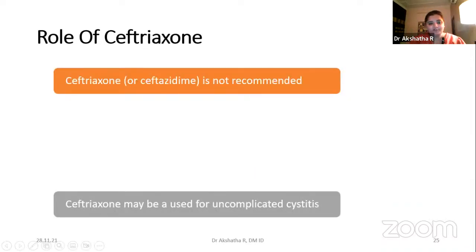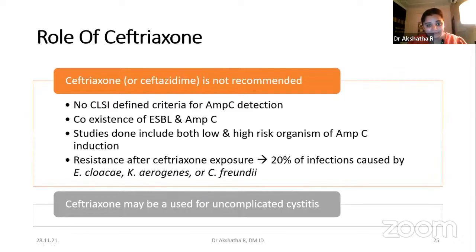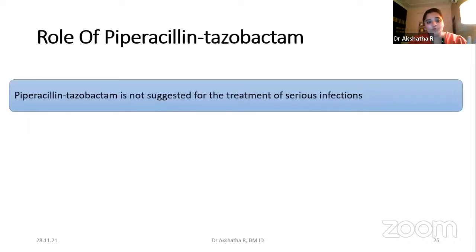What is the role of ceftriaxone? Ceftriaxone or ceftazidime is not recommended for such AmpC inducers because, one, there is no CLSI defined criteria for AmpC detection, coexistence of ESBL and AmpC, and there are studies which have shown that on treatment there is increasing resistance. Ceftriaxone can be reasonable in uncomplicated cystitis, but again, better to avoid.